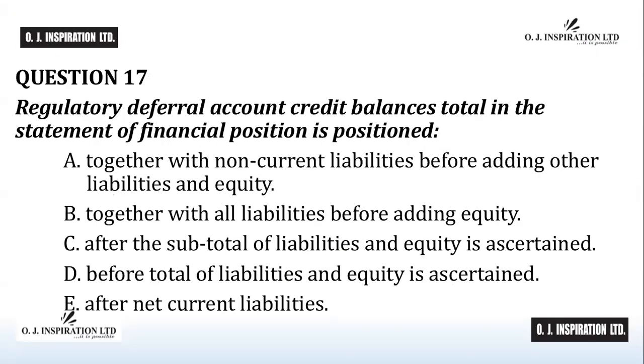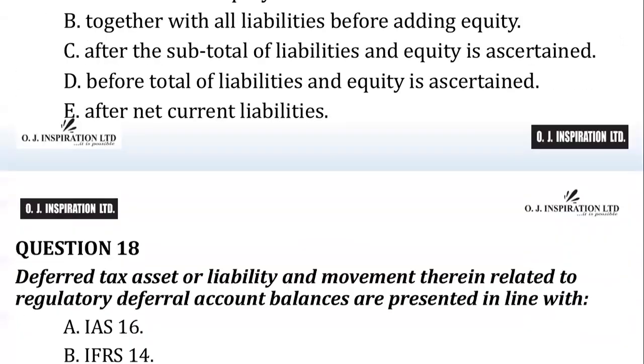Question number 17. The answer to question number 17 is C, after the subtotal of liabilities and equity is ascertained. Regulatory deferred credit balances total is positioned in the statement of financial position after the subtotal of liabilities and equity is ascertained. C is the answer to question number 17.